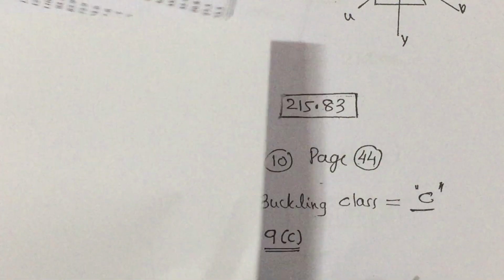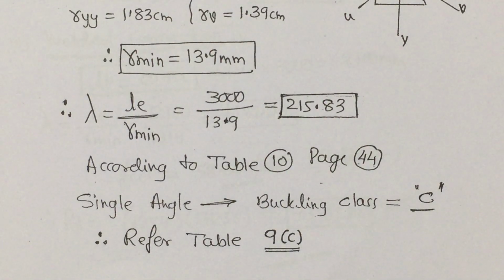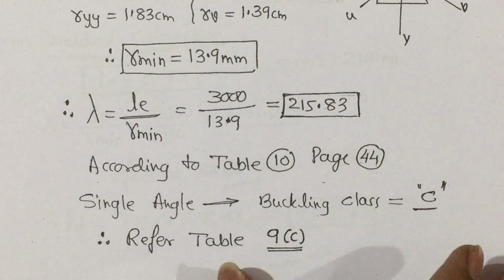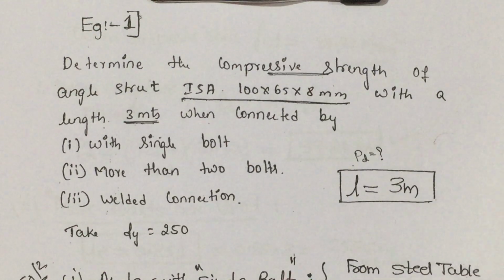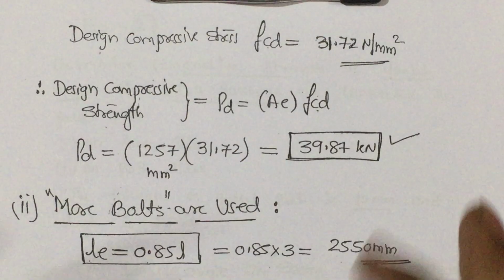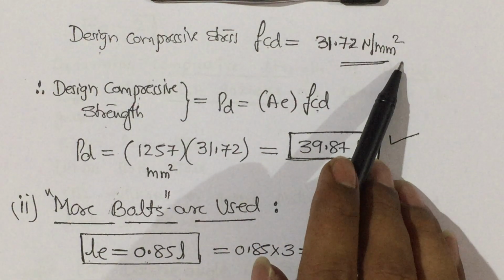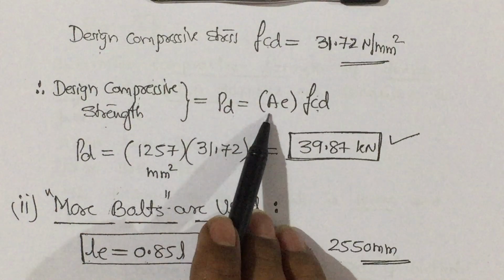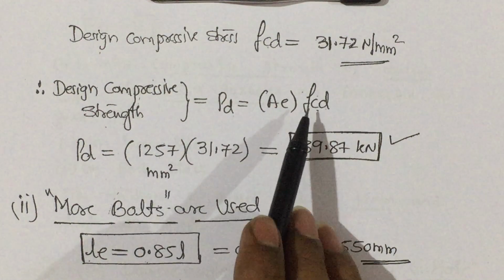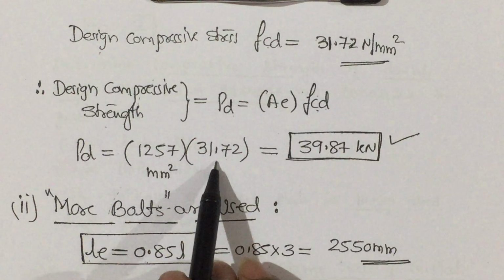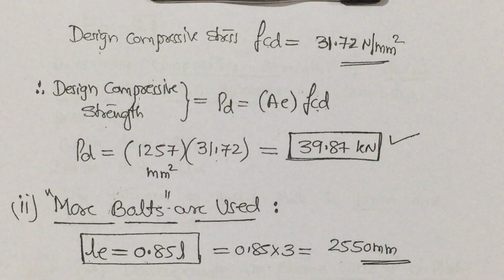So, you are going to get the FCD value as FCD is equal to 31.72 Newton per mm square after interpolation. Therefore, PD is equal to AE into FCD. AE we got the cross sectional area from the steel table, then FCD is this much. Substitute, you are going to get 39.87 kilonewton.